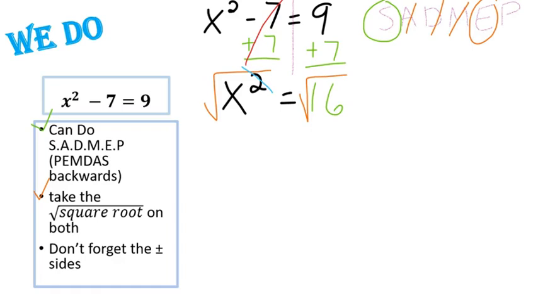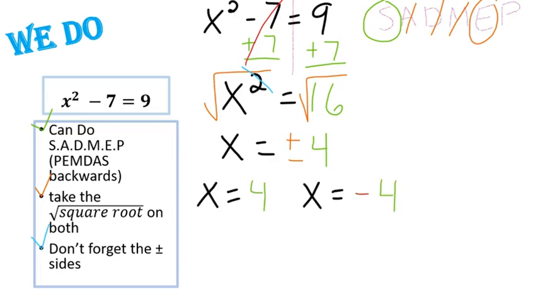So those cancel each other out, and I'm left with x equals, but don't forget the plus or minus. So you got plus or minus. What's the square root of 16? 16 is a perfect square. What number times itself gives you 16? You got it: 4. So your answer is x equals plus or minus 4. What does that mean? It means that x equals positive 4 and x also equals negative 4. So either one of those you could substitute in and you would still get the same outcome.